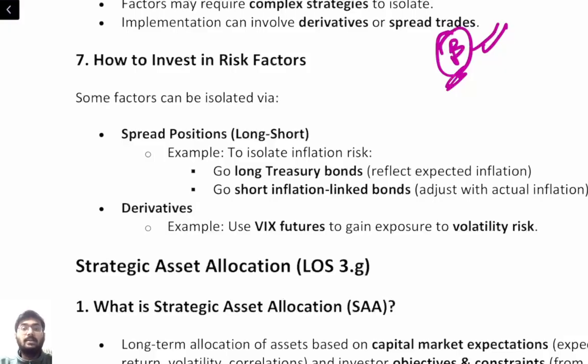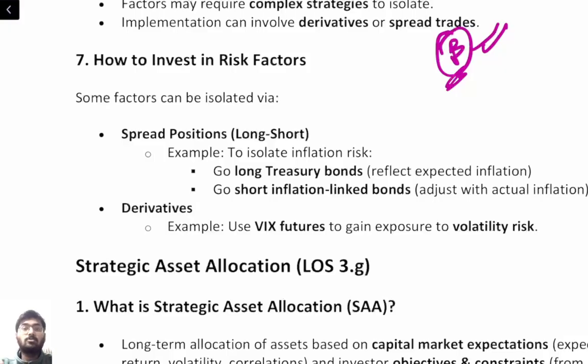So suppose you are an investor and now you have that curiosity, sir, how to invest in the risk factor? The first method is the spread position, basically the difference between two positions. It involves buying as well as selling. So you will have the long position, you will also have the short position.